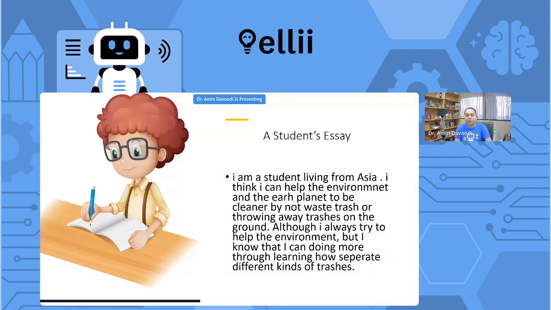So this is what happens when you follow that model. I'm a student living from Asia. I think I can help the environment, and you can see all the typos and everything, not capitalizing I, and the Earth planet to be cleaner by not waste trash or throwing away trashes on the ground. Although I always try to help the environment, but I know that I can doing more through learning how separate different kinds of trashes.